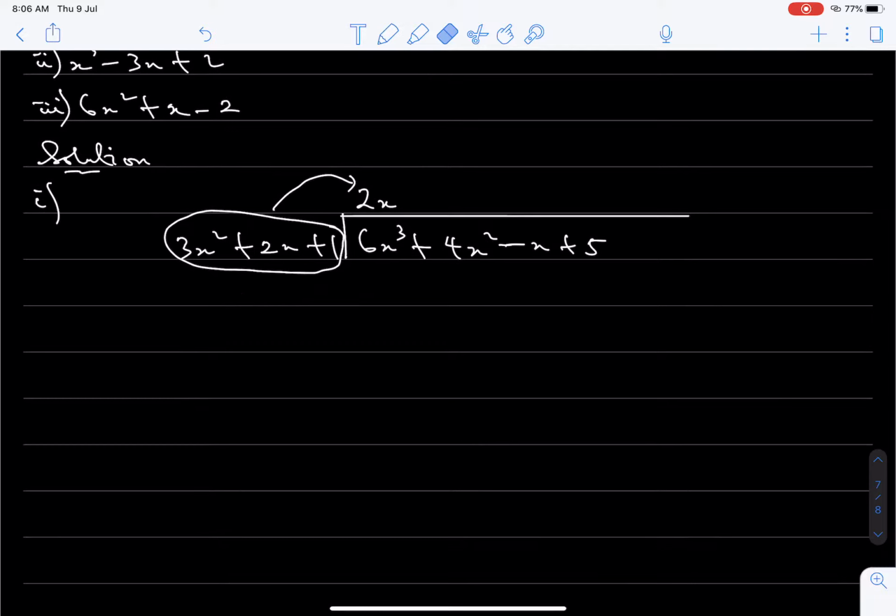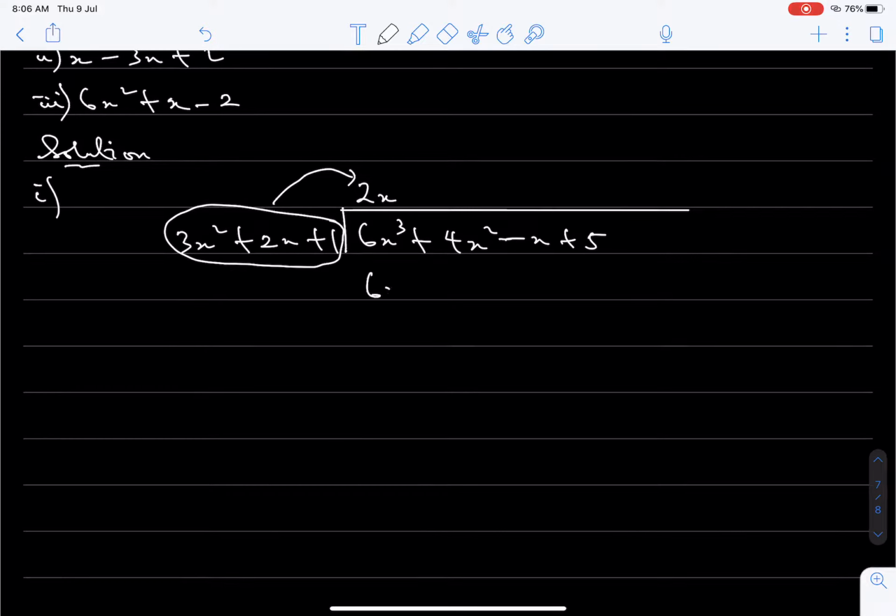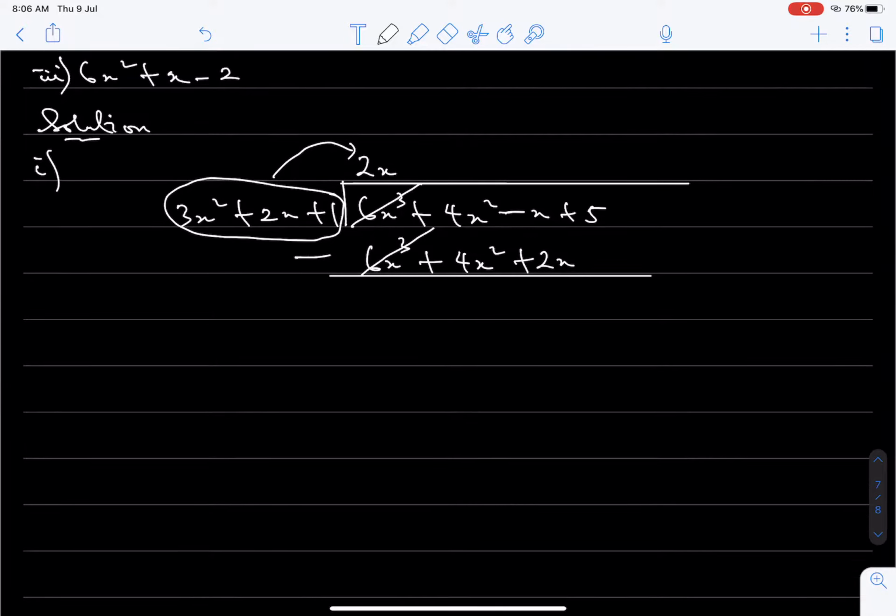When we do that, we write the answer under the dividend this way. 3x squared times 2x is 6x cubed, plus 2x times 2x is 4x squared, plus 1 times 2x is 2x. Now, when we get an answer that way, we subtract. 6x cubed minus 6x cubed is 0. 4x squared minus 4x squared is also 0.